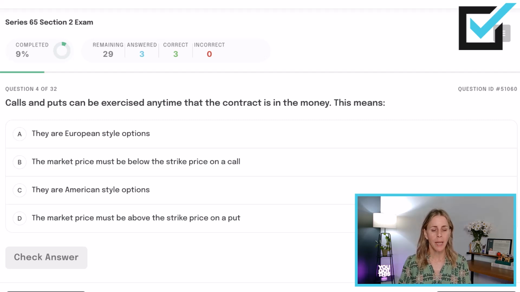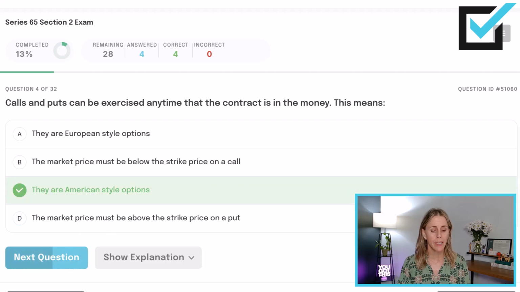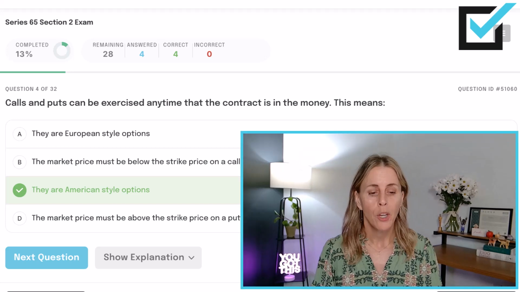The fact that they can be exercised any time that the contract is in the money is what we call an American-style option. European-style options like capped index options can only be exercised at expiration, but calls and puts are American style.